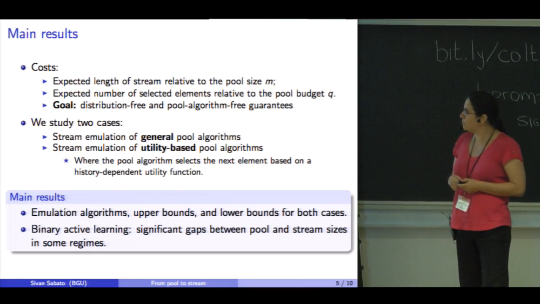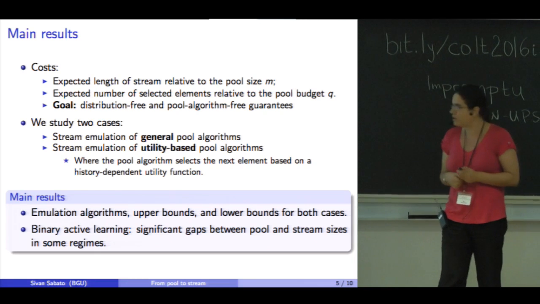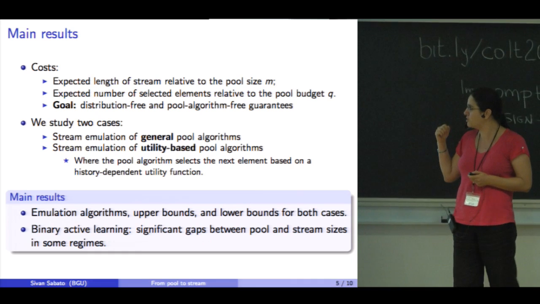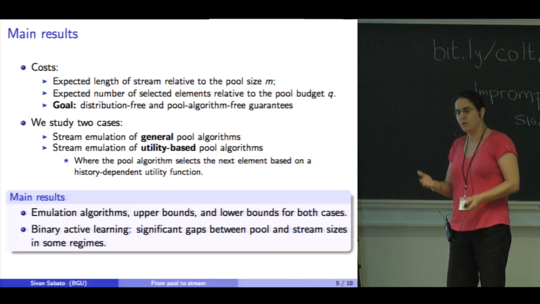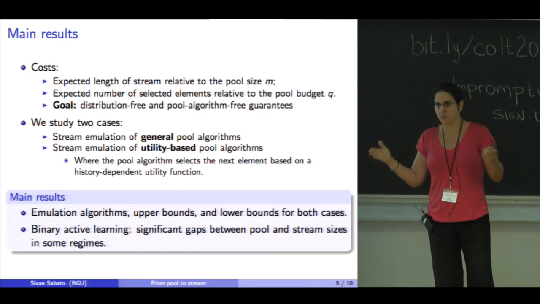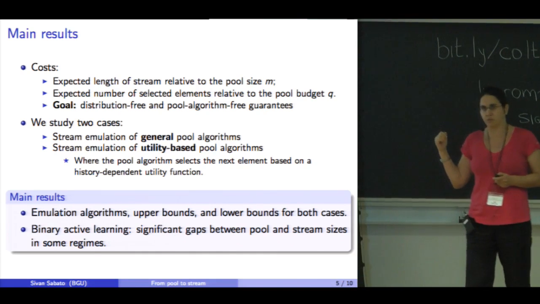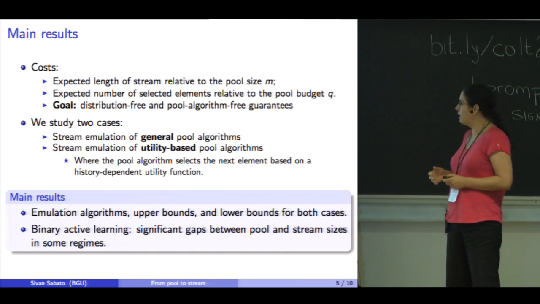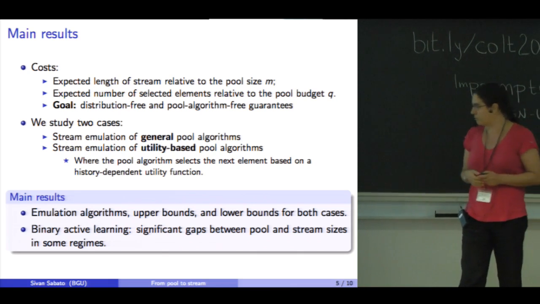We studied two cases in this work. One is the general case, so just a general pool algorithm, and what can we do about that? And the other is a more specific case, which is very useful in many applications, which is utility-based pool algorithms, by which I mean any algorithm that in each round selects the element based on some scoring function, which it just wants to maximize. Many algorithms in the literature match this property, and I can ask what is the possibility of emulating such an algorithm.